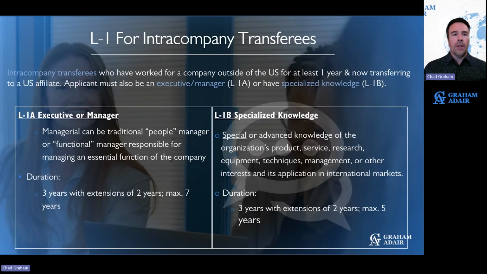The next work permit that comes up a lot is L1 for intercompany transferees. This is for people who work for a company outside of the United States for at least 1 year and then are looking to transfer to a U.S. office within the United States. So the company you're transferring from has to have an office outside of the United States and an office inside of the United States. When you transfer, you either transfer as an L1A, which is somebody who's a manager or executive of the company, or an L1B, which is somebody who has what they call specialized knowledge.